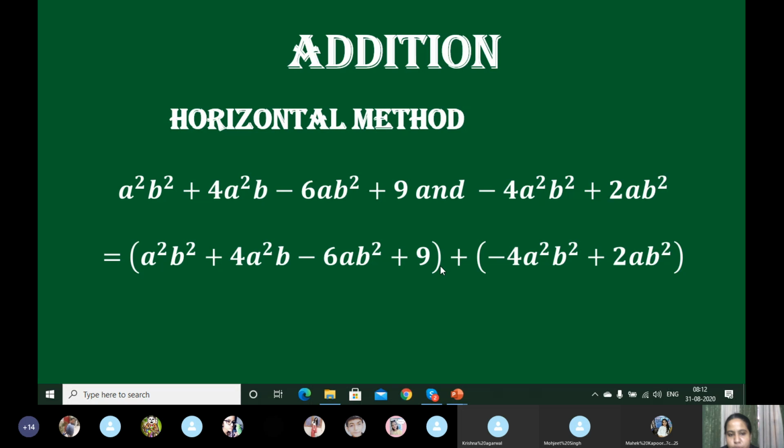In integers also, what do we do? We take the first set and write it in the form of a bracket, then take the second set and write it in brackets, put a plus sign, and then repeat the same method as you do in integers. The difference is that in integers, numbers were there. Here algebraic literals are there. Understood the difference?